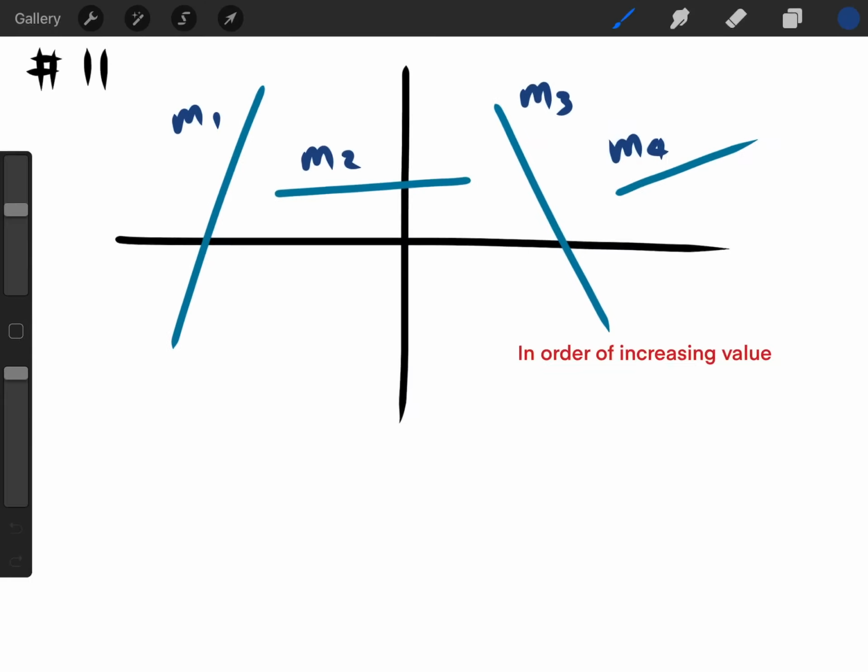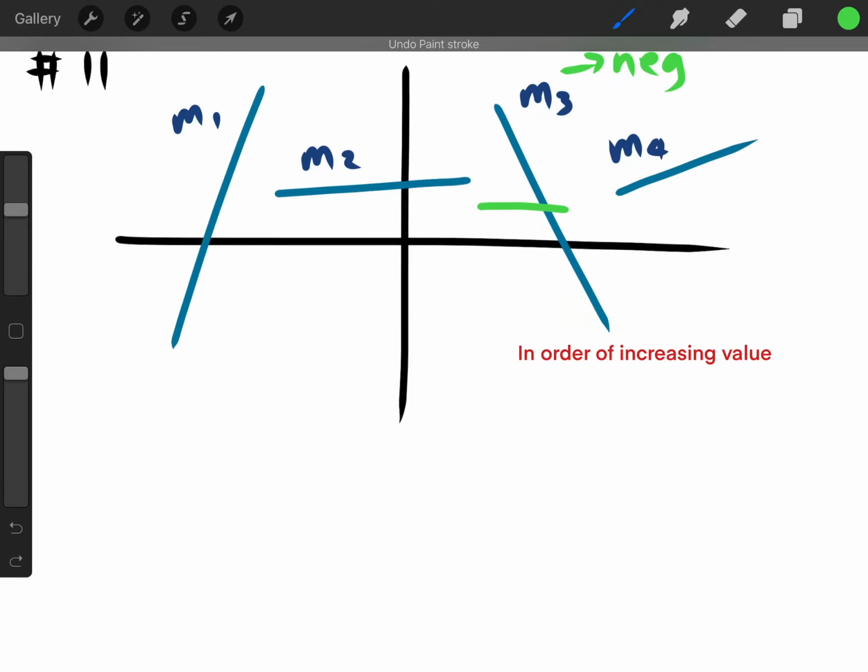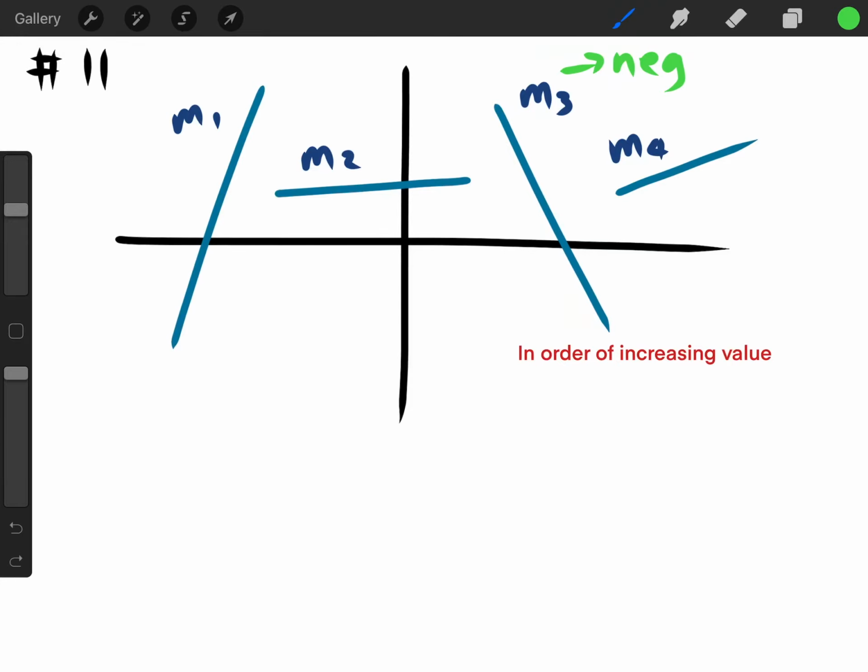So number 11, we're going to have to write it in order from the increasing values. So you're going to start from the slope that has the least value. In this case, you're going to pick the negative ones. So let's just analyze all of them. M3 is going to be a negative slope, because if you read from left to right, this is decreasing. So M3 is going to go first.